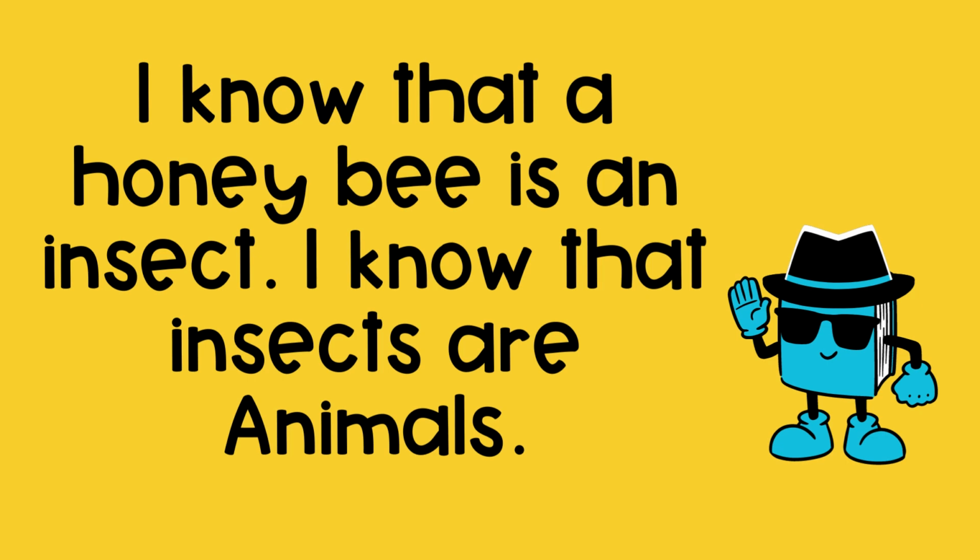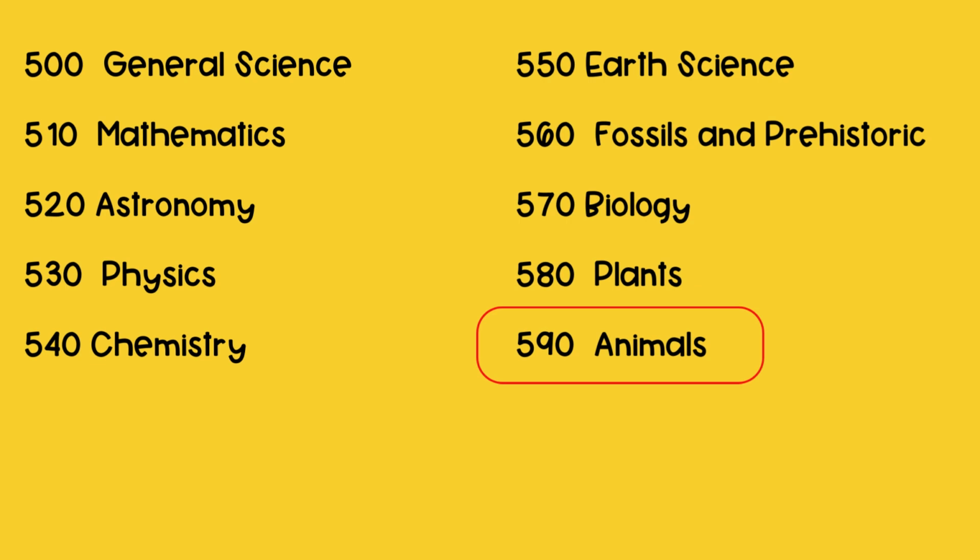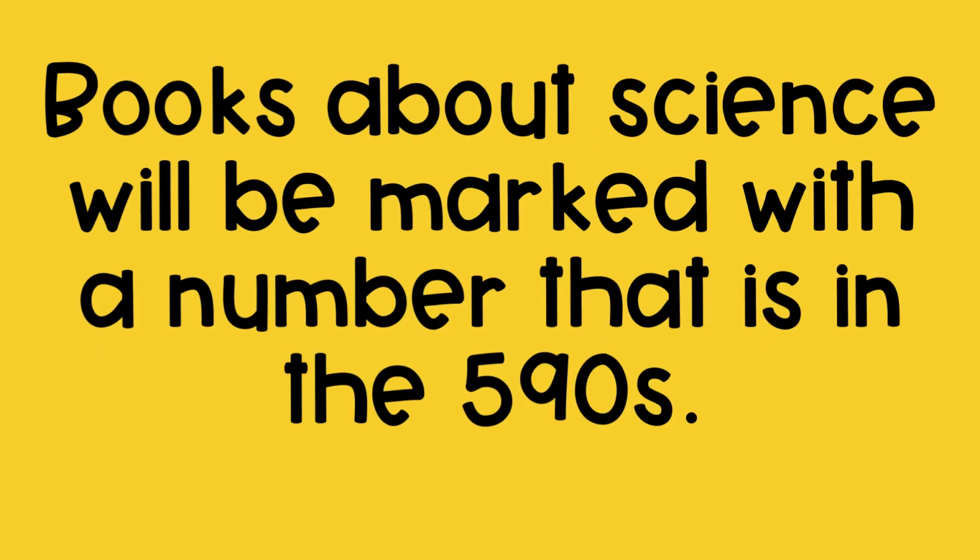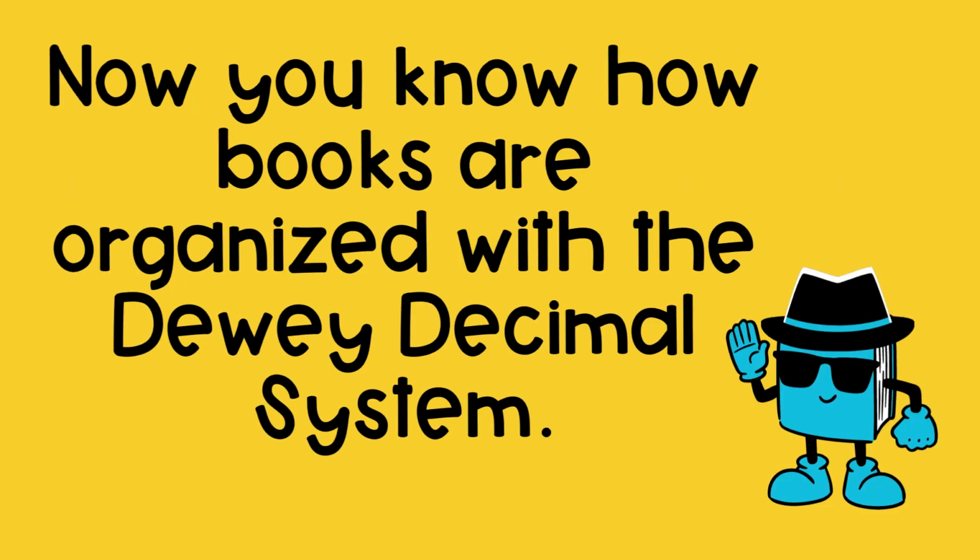I know that a honeybee is an insect. I know that insects are animals. Books about insects will be marked with a number that is in the 590s. Now you know how books are organized with the Dewey Decimal System.